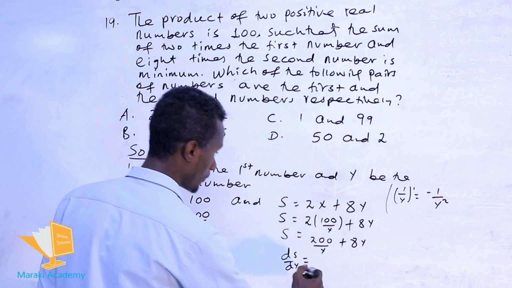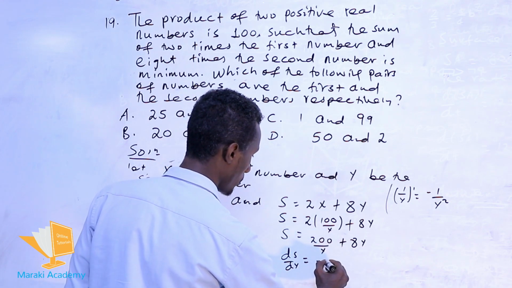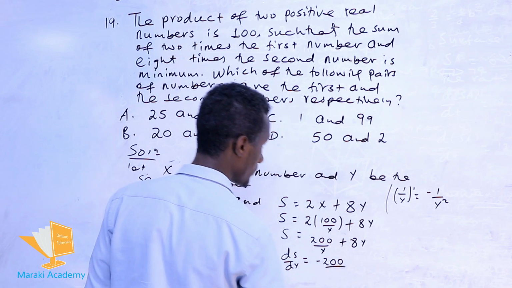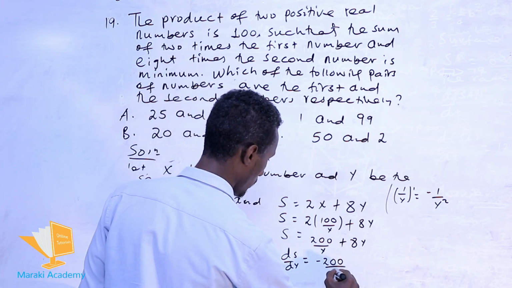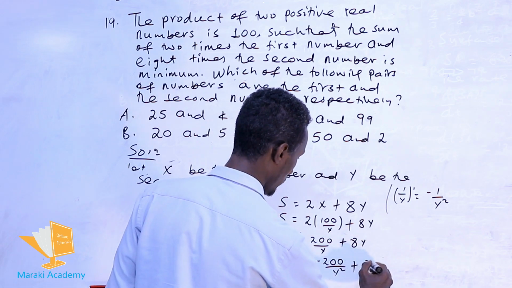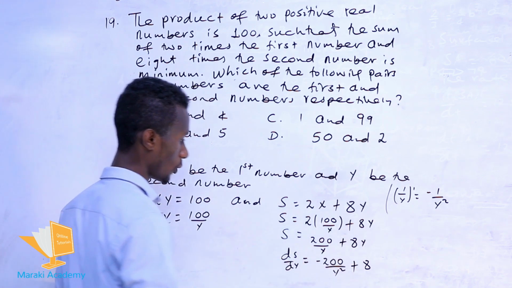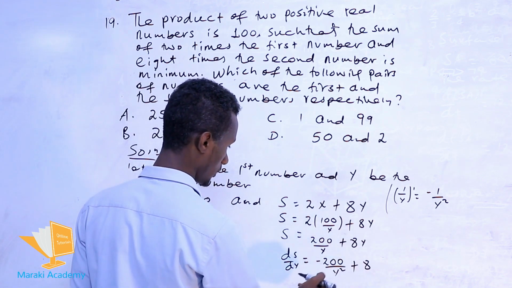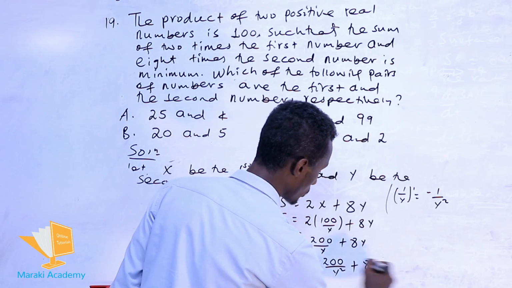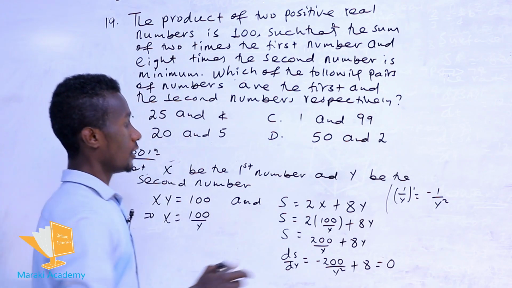So the whole expression becomes minus 200 divided by y squared, plus the first derivative of 8y, which becomes 8, since the first derivative of y is 1. So 1 times 8 is 8. This must be the minimum value, so the derivative must be 0.